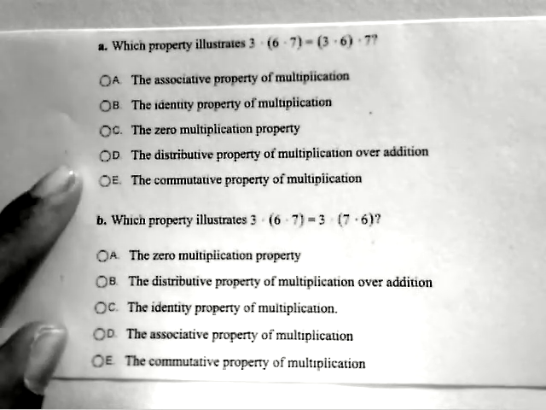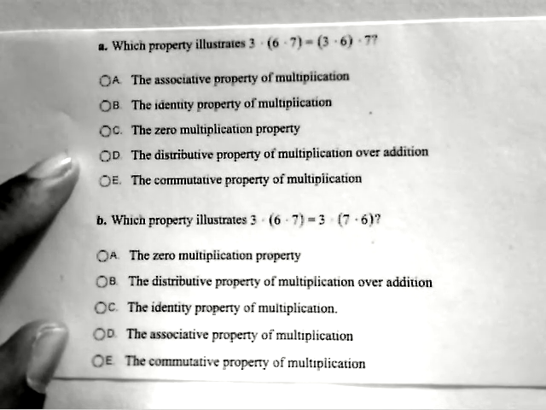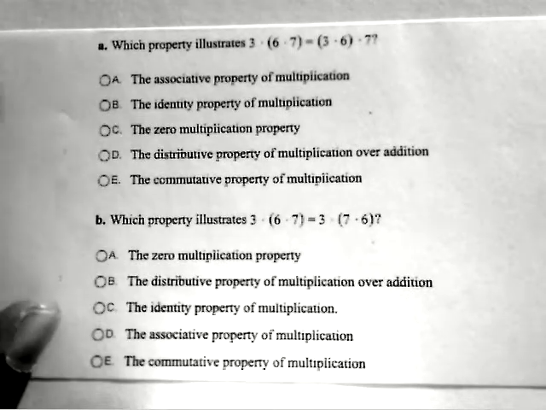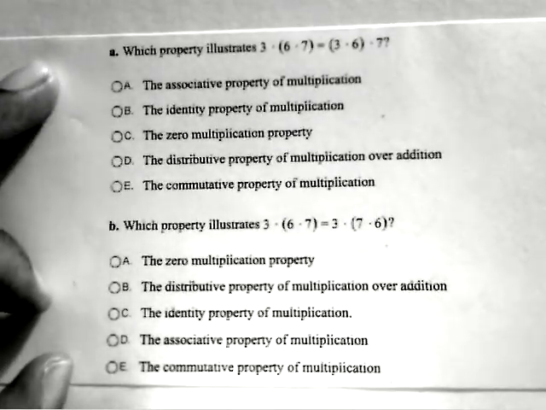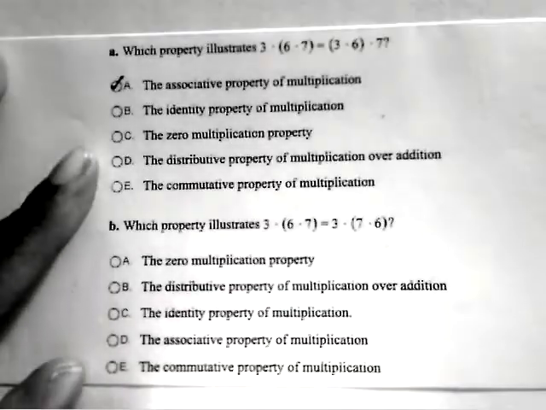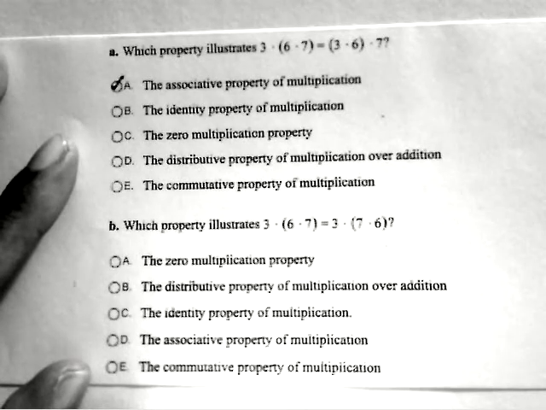Notice the grouping is different. The order is the same, but the grouping is different. So anytime you're dealing with grouping, you're going to be dealing with the associative property of multiplication. So that's answer A right there. The associative property of multiplication.